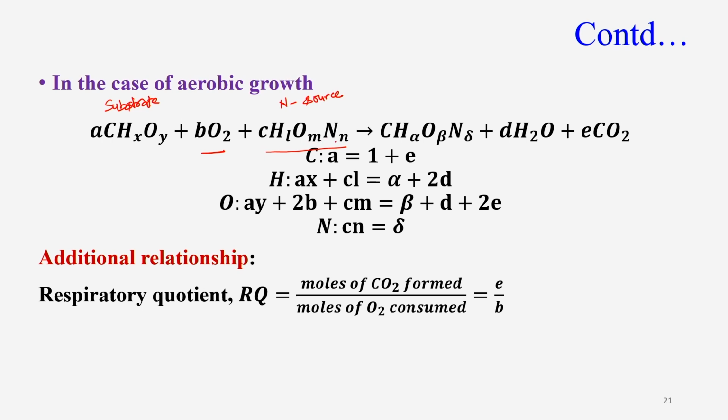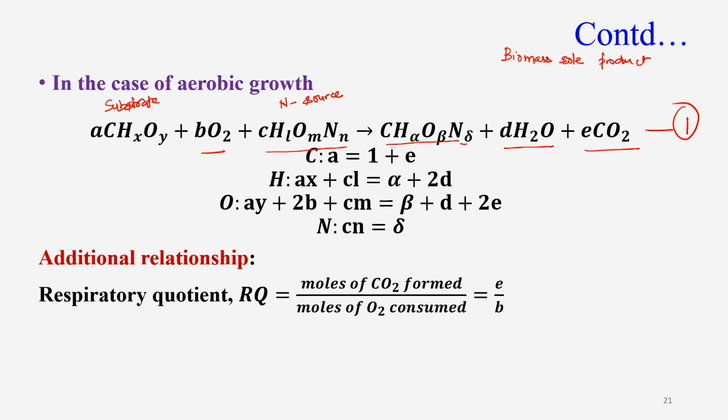CHlOmNn. Now, what is the product? We are considering only biomass as a product, no other metabolite. Biomass is the sole product, CH alpha O beta N delta, and D H2O and E CO2 are formed. So, the first step is you have to write this stoichiometric reaction, then you have to balance it.